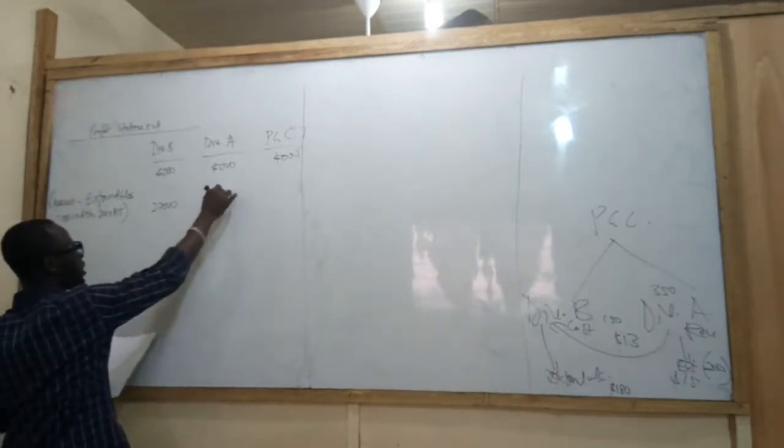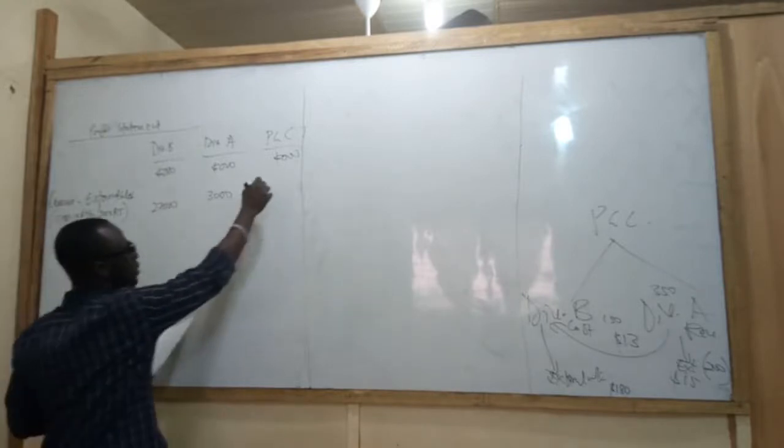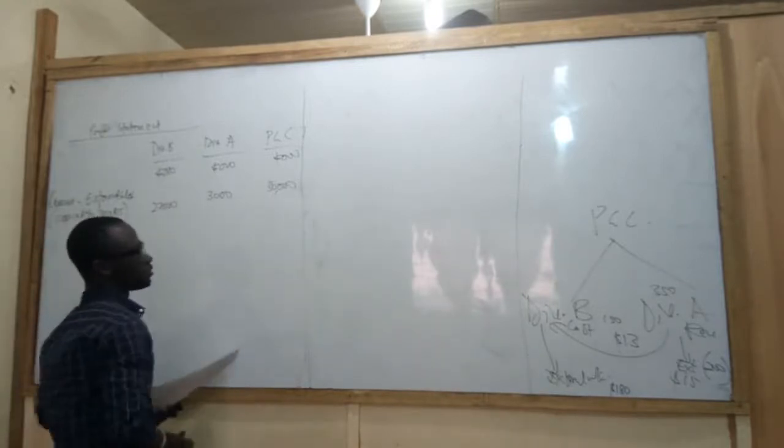3,000. Do you see my presentation? So in total, the group will make how much? 30,000.